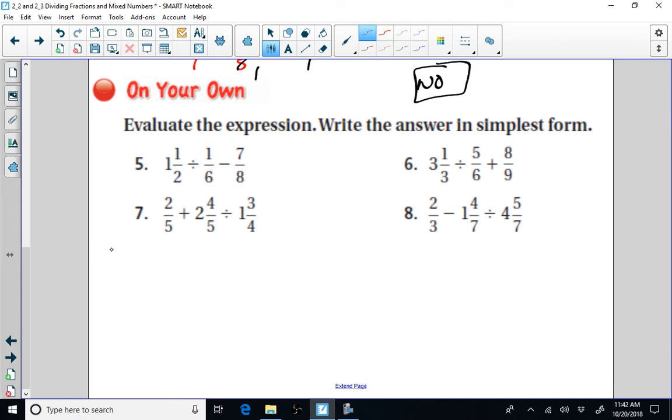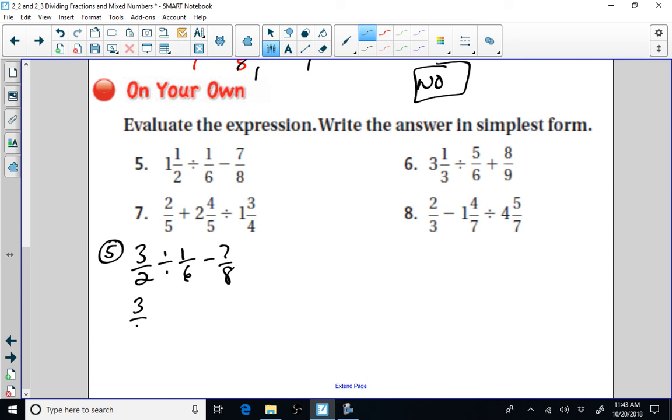So I start with number 5. First, I want to write everything as a fraction. So 2 times 1 is 2, plus 1 is 3. So that's going to be 3 over 2 divided by 1 over 6 minus 7/8. I have to do the division before I do the subtraction.